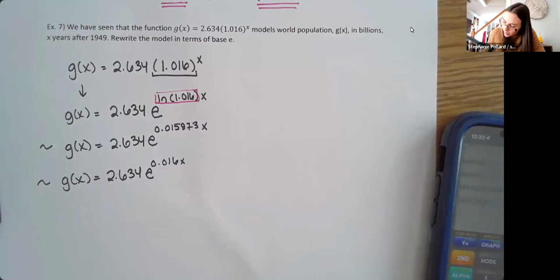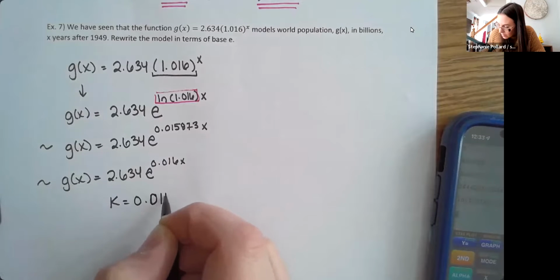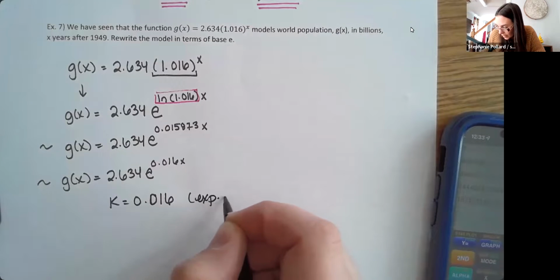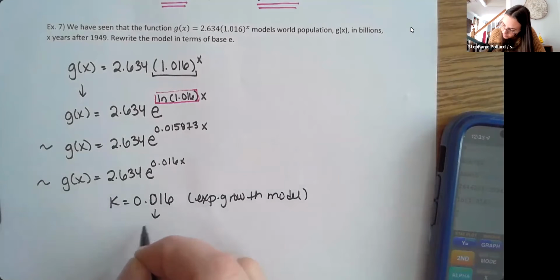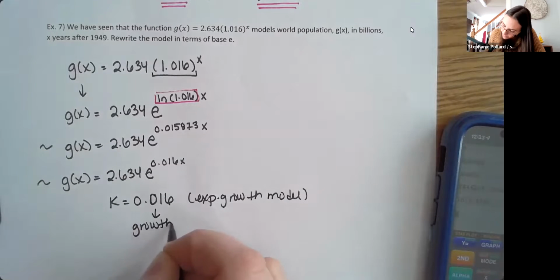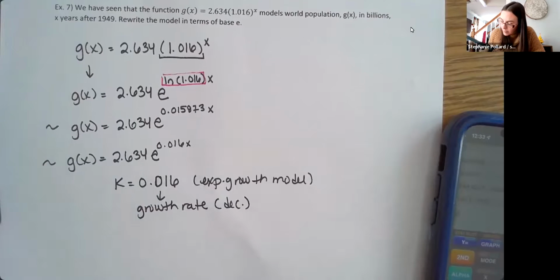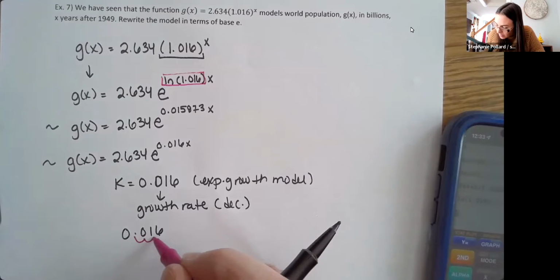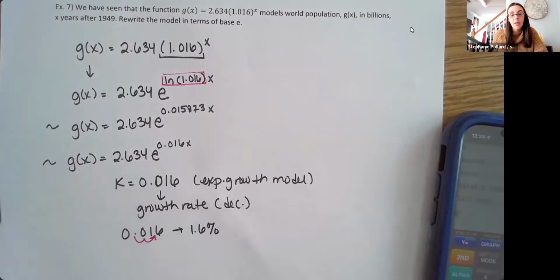So our k is 0.016. Exponential growth model. And remember, this is your growth rate. And the growth rate is always in that decimal form. So if you want to get it in your percent form, you would move that decimal point 2 spots to the right and use 1.6%. So that growth rate here is 1.6% for this exponential in this case.